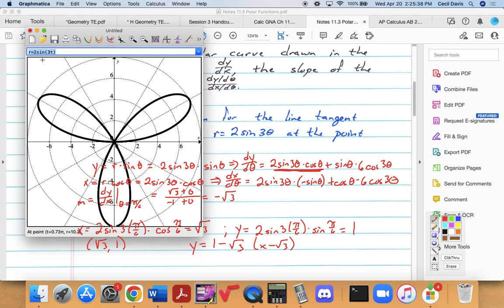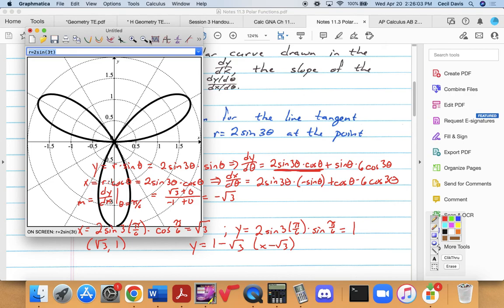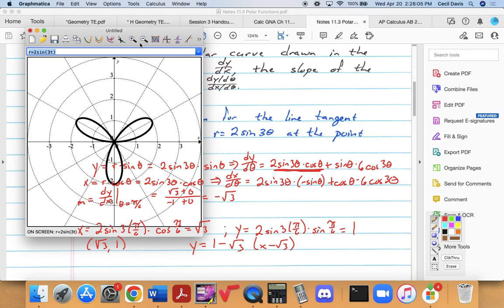Wait a minute, if that's 2 sine 3t, why the heck is this out here at 8? I don't know. Hit enter. Try redoing. The length of the petals should be 2. Are the settings correct? Oh, what? Well, I think it's fixed. Yeah. So now it's suddenly doing it right.